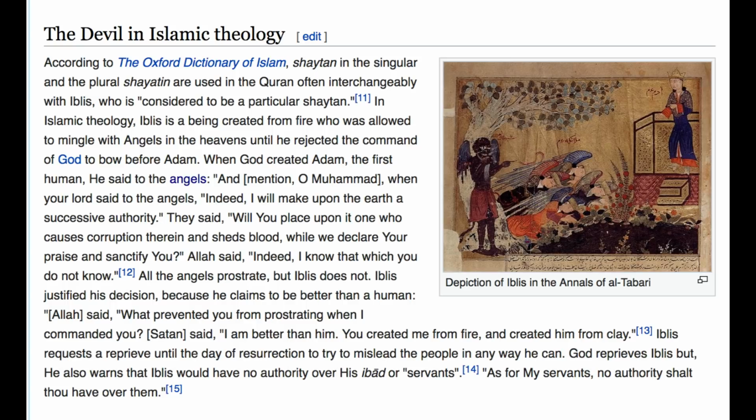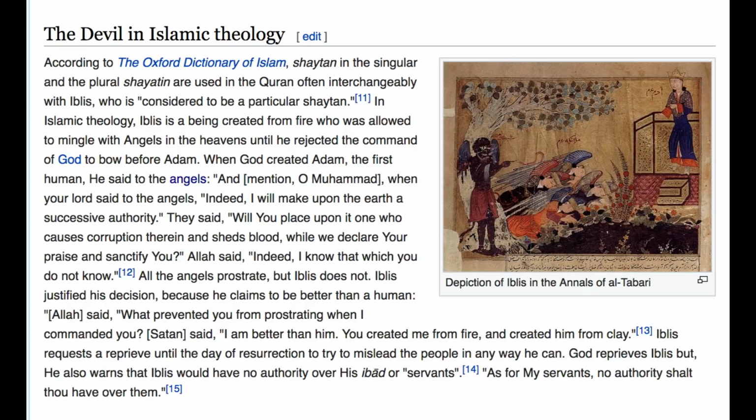It was different. When God created Adam, the first human, he said to the angels, "And mention, O Muhammad, when your Lord said to the angels, 'Indeed, I will make upon the earth a successive authority.' They said, 'Will you place upon it one who causes corruption therein and sheds blood, while we declare your praise and sanctify you?' Allah said, 'Indeed, I know that which you do not know.'" All the angels prostrate, but Iblis does not.